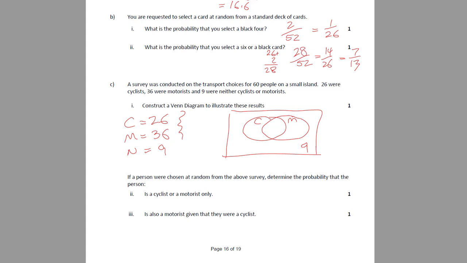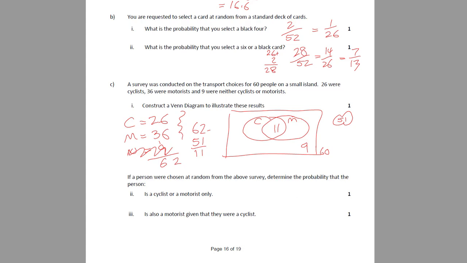So there's a couple of ways to do this. What I'm going to say is, look, there's 60 total in the Venn diagram. I know there's 9 out here, so there's only 51 spaces left to go into these circles. And how many are we trying to fit? 26 and 36. I'm going to add them. My cyclists and motorists add up to 62, but I've only got space for 51. Some of them must have put their hand up twice. The difference is 11. 11 people must have put their hand up twice.